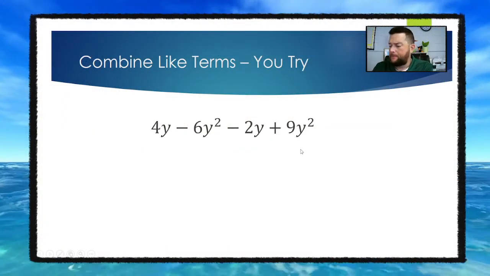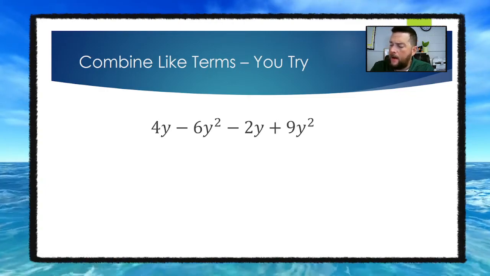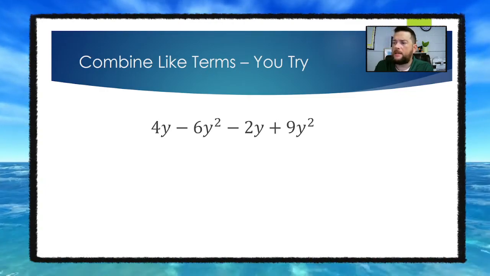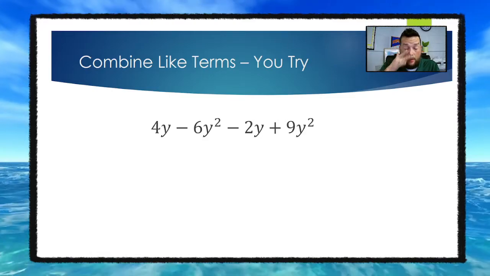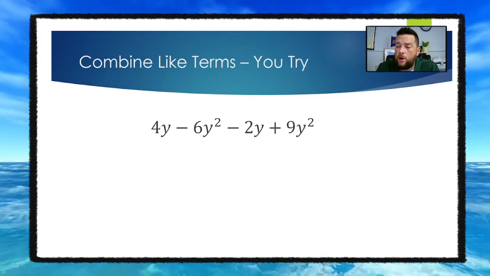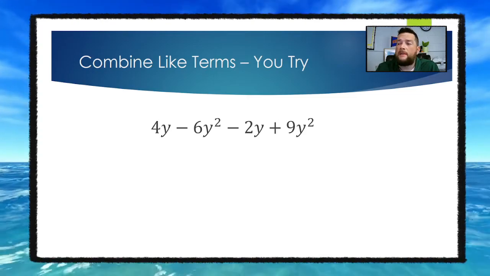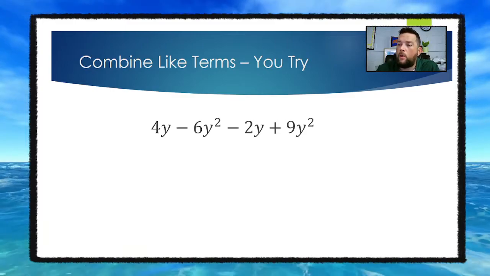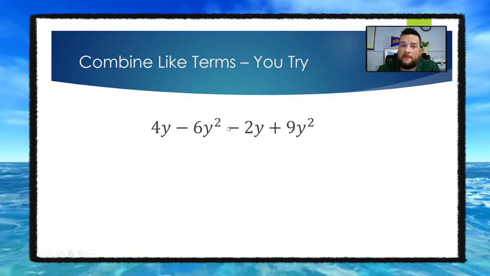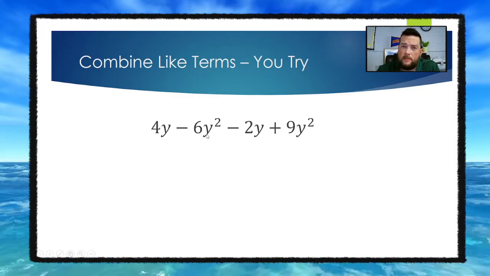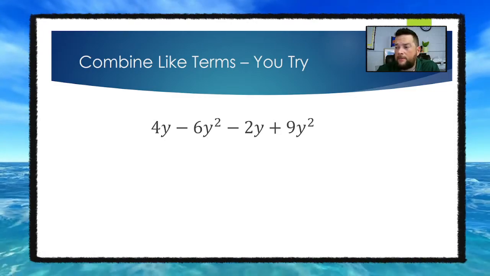Try that one. It might tell you at the very beginning, you might look at that and say, well, I see a y and I see a y squared. Can I combine those? Here's the definition of a like term. Like terms are those terms that have the same variable with the same exponent. So right here, the y and the y squared do not have the same exponent. So first thing you need to do, pause the video and try it yourself.